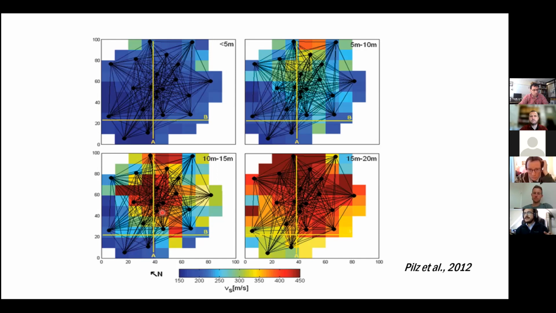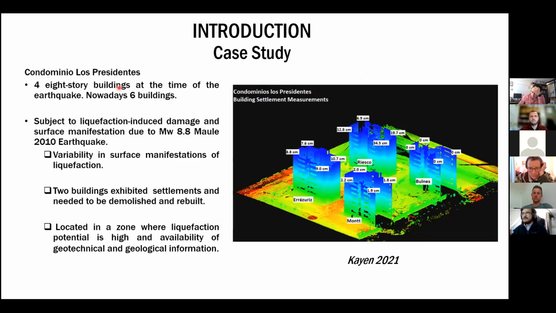We want to see if a site has important lateral variabilities, and input this in our constitutive model in order to generate a site response and see if this is important for liquefaction assessment. So in order to do that, we need a case study. Our case study is the Condominio Los Presidentes.